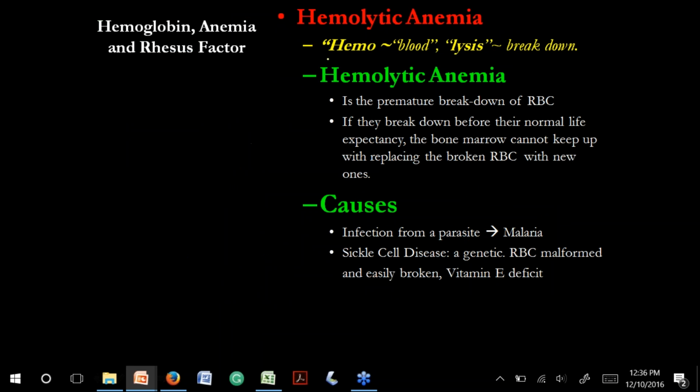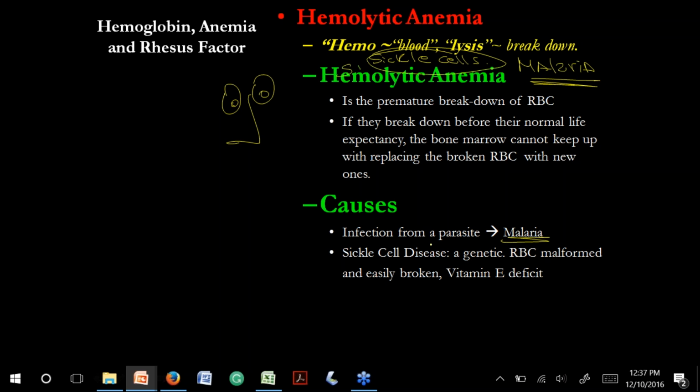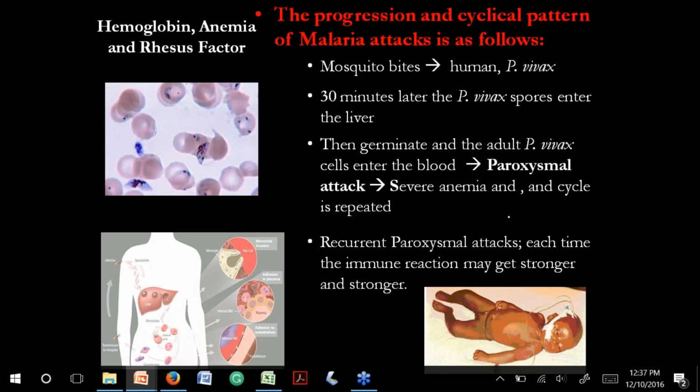We have another high-priority topic, please pay attention to this. That is going to be hemolytic anemia. We have, for example, sickle cell disease, which is going to produce hemolytic anemia. Another one is malaria, hemolytic anemia. Okay, here we have malaria, sickle cell, and deficiency of vitamin E. Three potential causes: malaria, sickle cell anemia, and vitamin E. We were already talking about malaria.